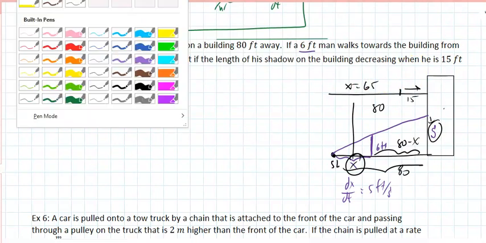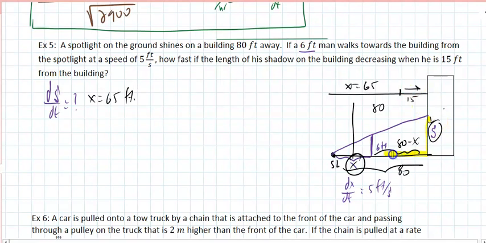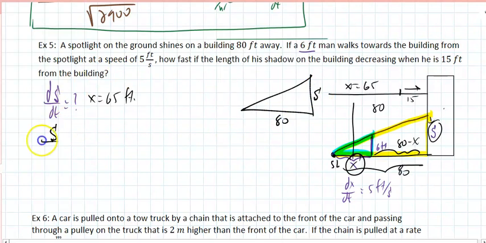Now I look at those two triangles. I look at this triangle, that one, and that one. The yellow one says s to 80 equals, and the green one, the smaller one, is 6 to x. There it is. So that's the equation. If I cross multiply, sx equals 480.